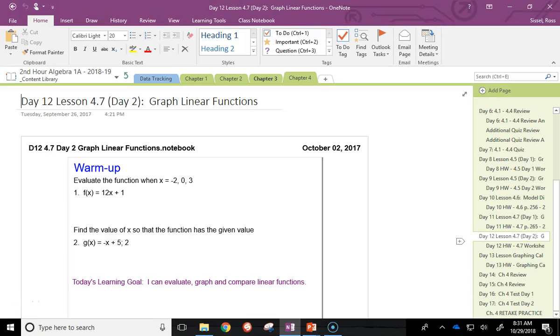So for the warm-up, what's the first step we do? Evaluate the function when x is -2, 0, and 3. Gotta plug in -2, 0, and 3 for the x. So did you guys all make a chart? Yes. Yeah.